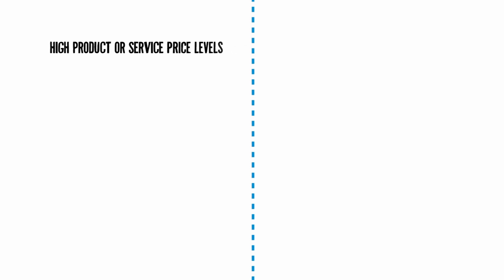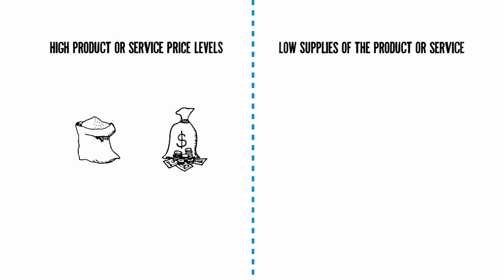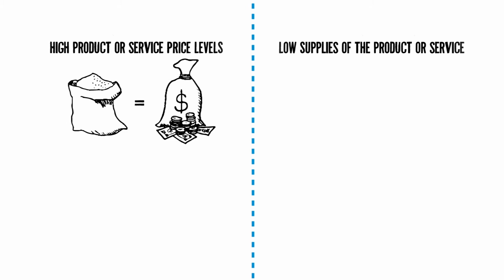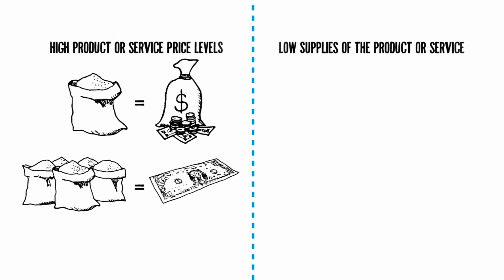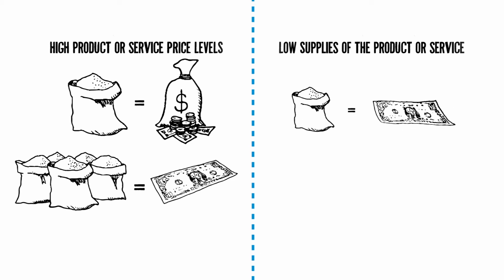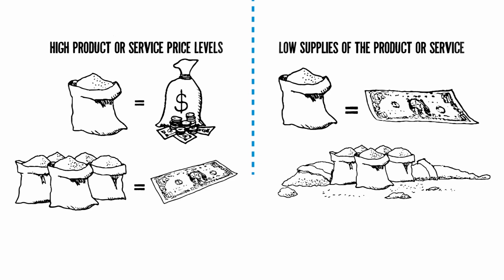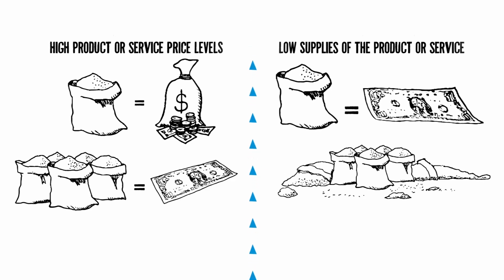The following market concepts apply. High product or service price levels in a number of adjoining countries imply lower supplies of the product or service in comparison to demand. So if our flour is expensive, economic theory suggests that it is because there is insufficient flour for the bakeries in our neighborhood. And vice versa, a low price of flour could indicate that there is a surplus of it. More flour is being made than used.